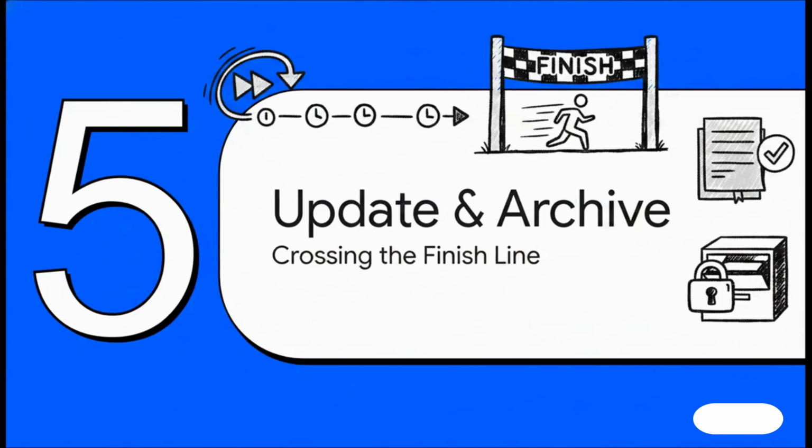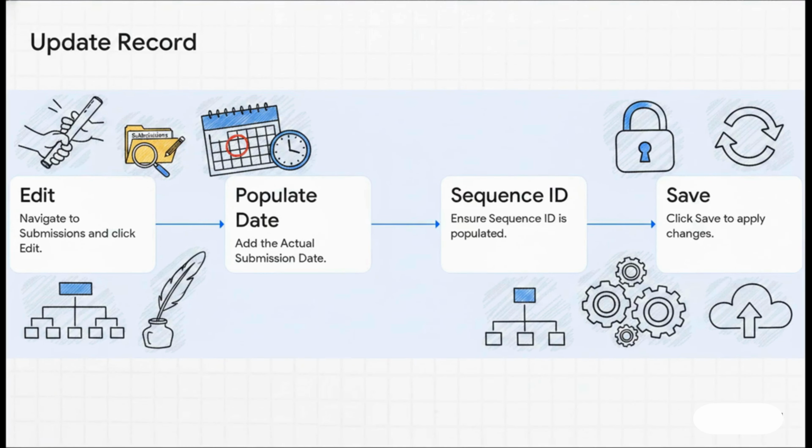And finally, Part 5, Updating and Archiving Submissions. Let's fast forward a bit. The health authority's questions are answered, documents are approved, the final dossier is dispatched. Now the affiliate user takes the baton back for the final leg to officially log this. You navigate to the specific submission object, which is currently sitting in the dispatch state.